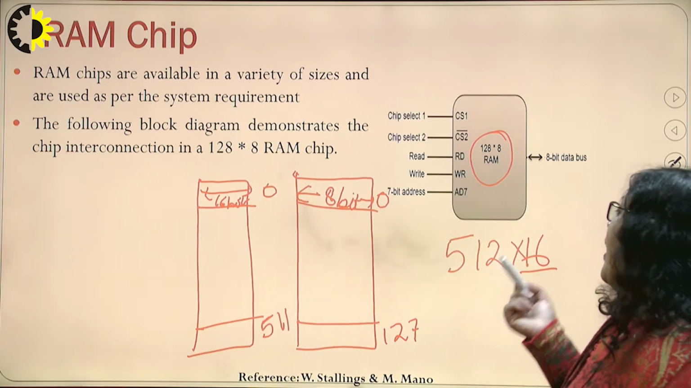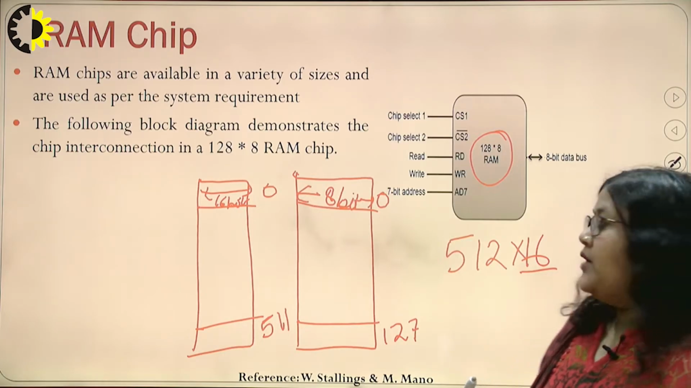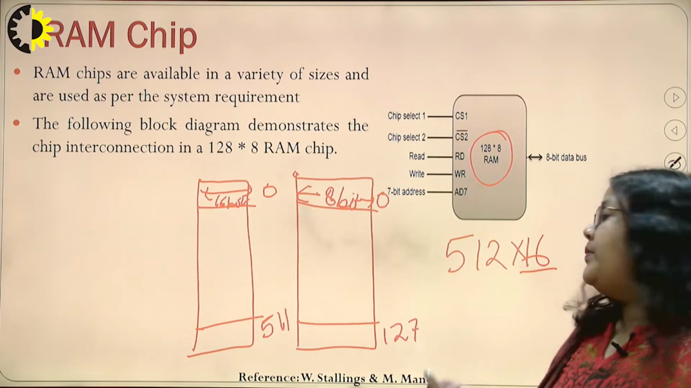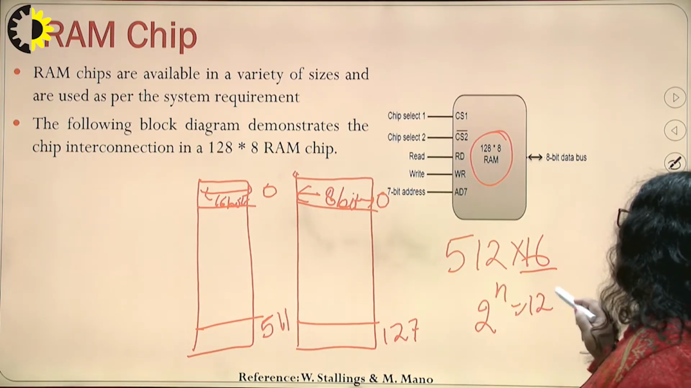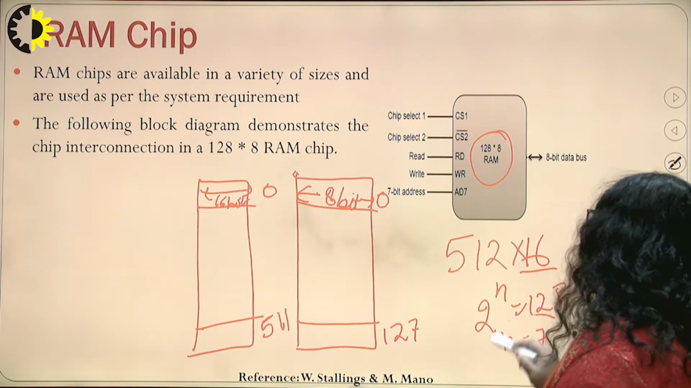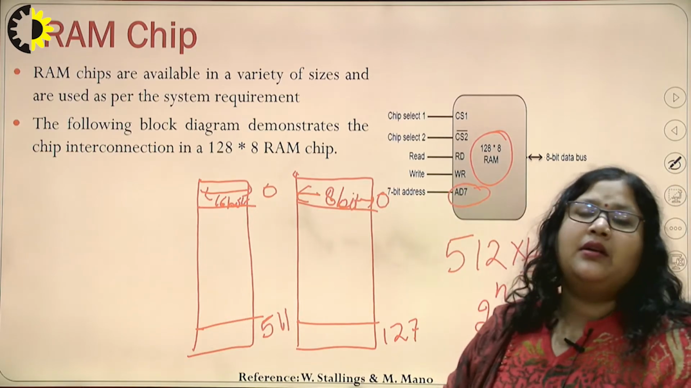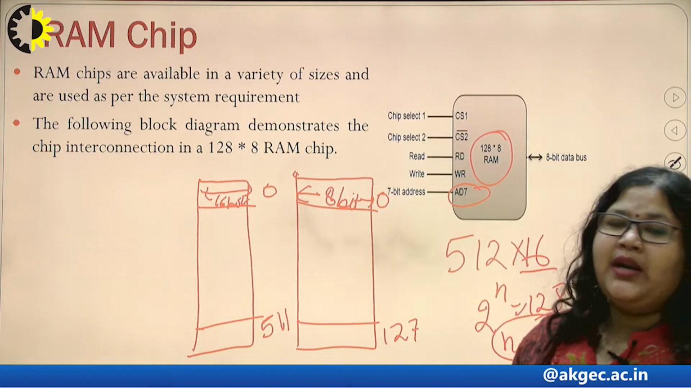Now how many address lines are there if the size is 128 into 8? We represent 128 as 2 to the power n, so 2 to the power n equals 128. What is the value of n? n is 7. So this is the address line, AD7. There are 7 address bits required for defining the size of 128 into 8.